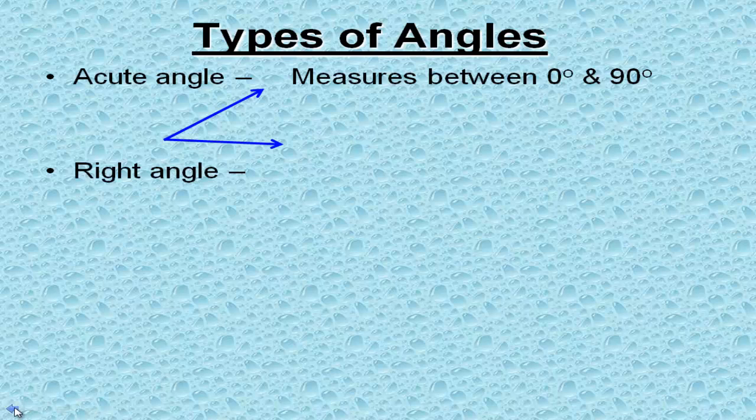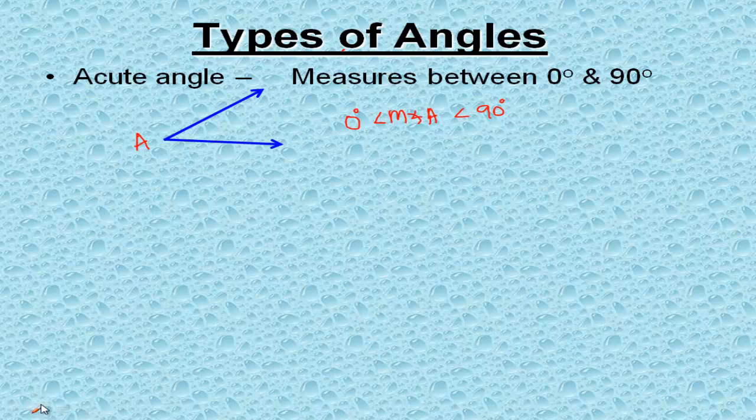Let's go back a little bit. Another way to say acute angle is they measure between 0 and 90. I can say that if this is angle A, the measure of angle A is less than 90 degrees but greater than 0 degrees. So that's another way of saying an acute angle.